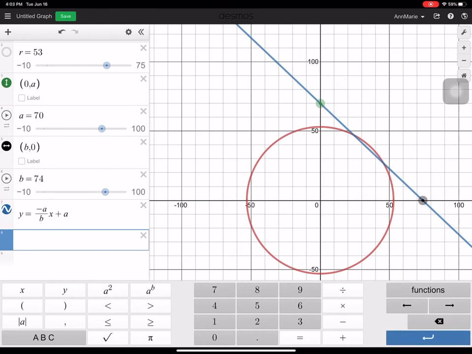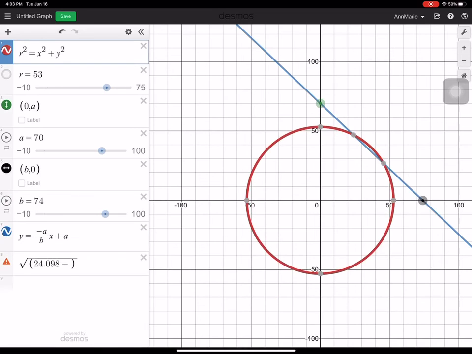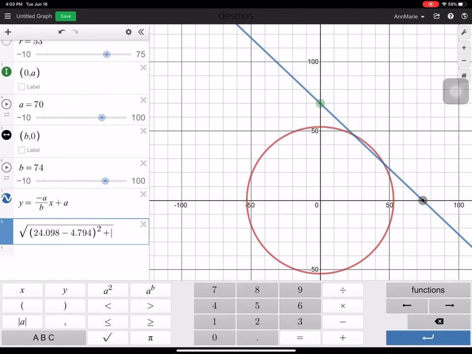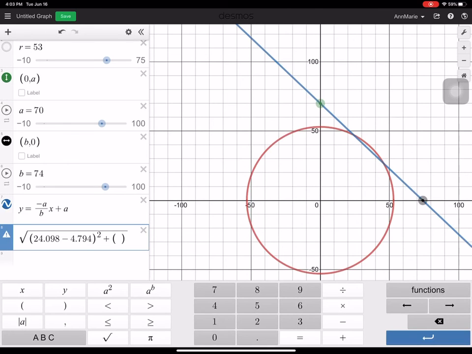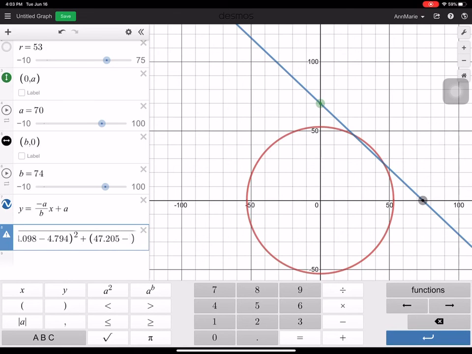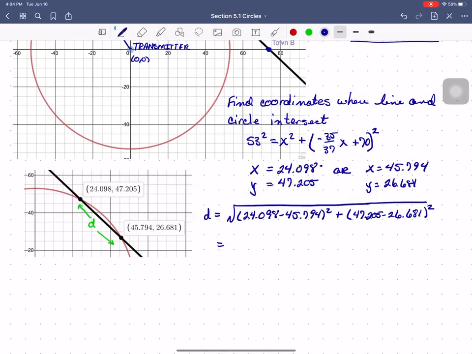What I want is the square root of 24.098 minus 45.794, go outside my parentheses and square that. Add to it 47.205 minus 26.681, quantity squared, and I get a distance of 28.176 miles. So for 28 miles of my drive, just a little over that, I get radio signal.